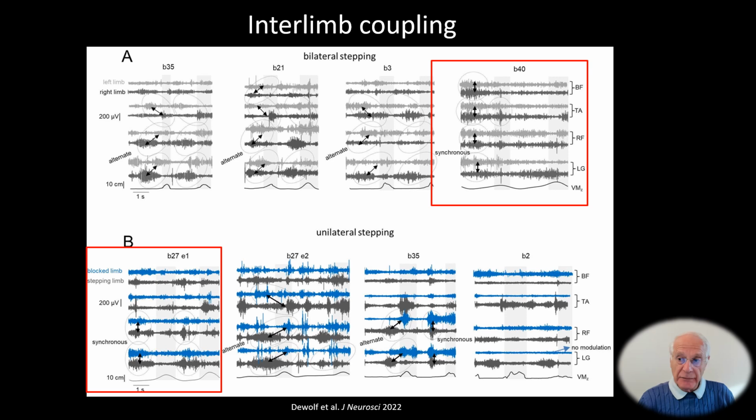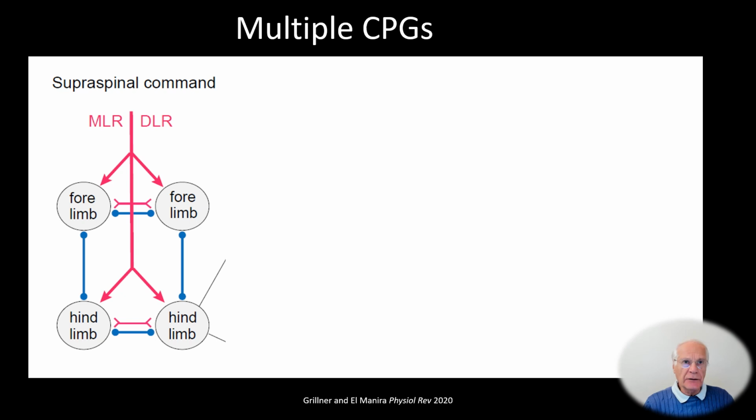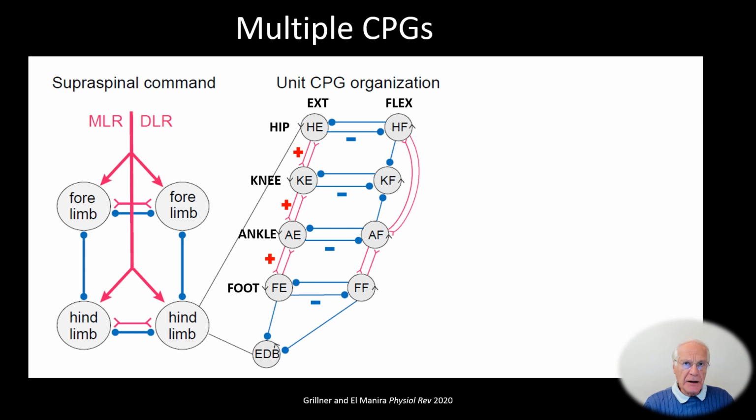Automatic stepping in newborns is consistent with the idea that limb movements are controlled by central pattern generators located in the spinal cord. The organization of central pattern generators is relatively well understood in some mammalian species. The CPGs are driven by descending commands from the mesencephalic locomotor region, MLR, and the diencephalic locomotor region, DLR. In the spinal cord, there are multiple CPGs, each controlling the muscle synergists at one joint.